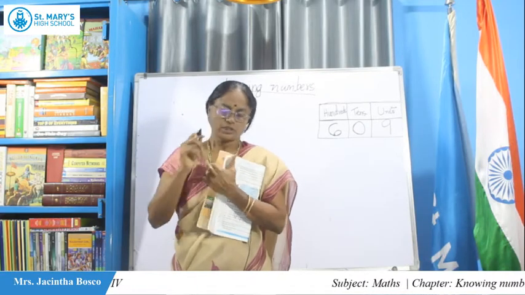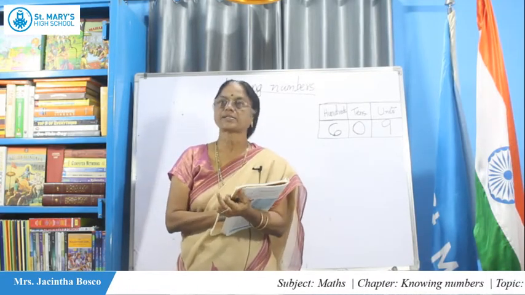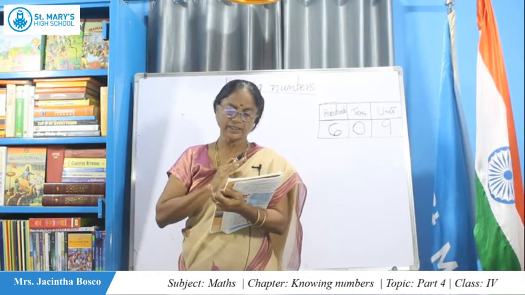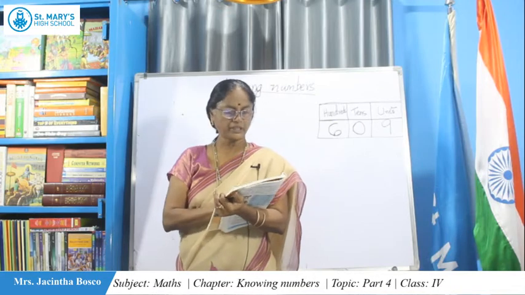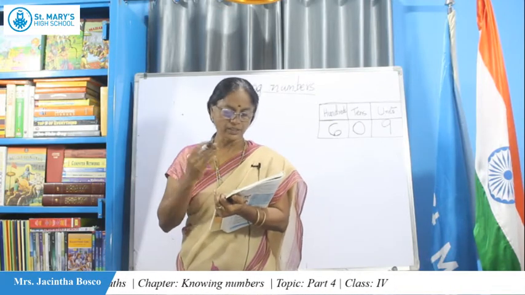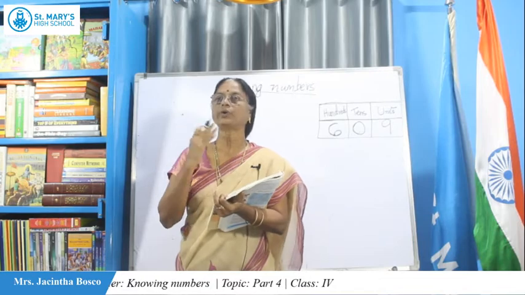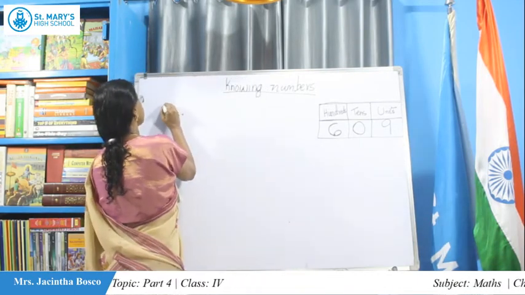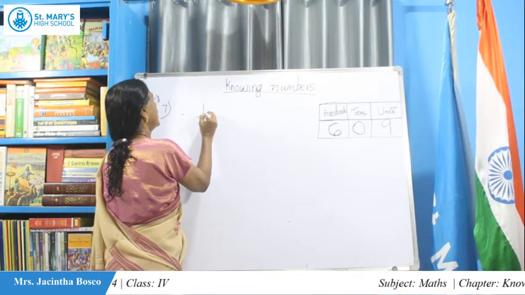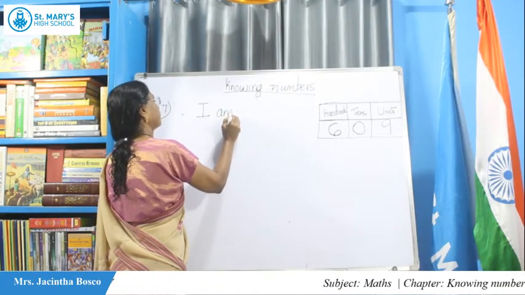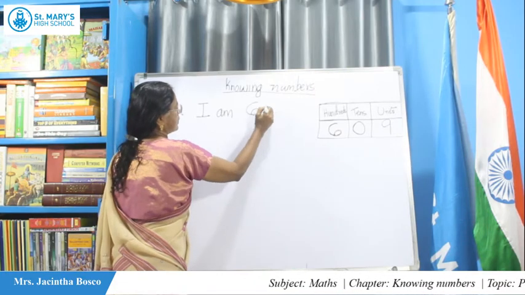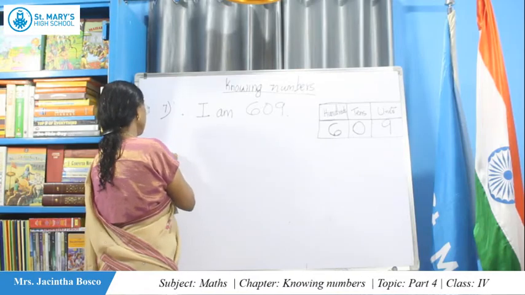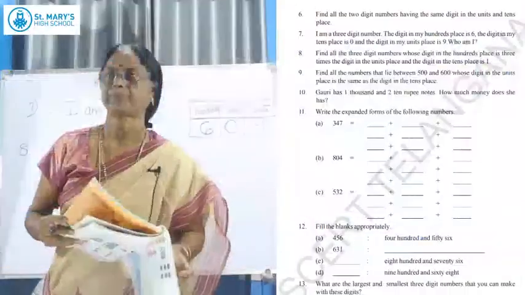609. Who am I? I am a 3-digit number. The digit in my hundreds place is 6. The digit in my tens place is 0. And the digit in my units place is 9. Who am I? I am 609. So, 7th question answer you write, I am 609. Finished. Okay. Now, we will move to the 8th question.